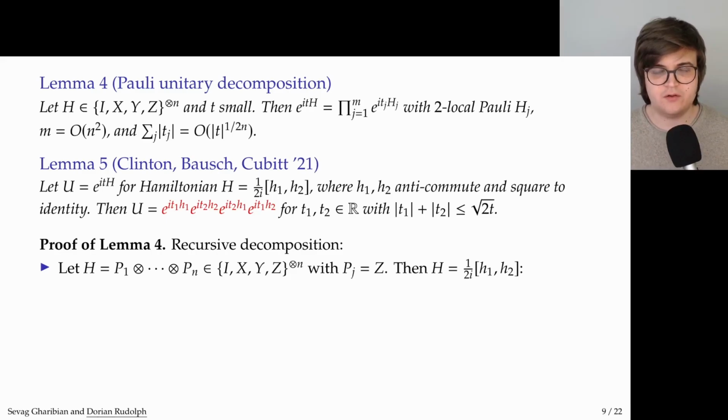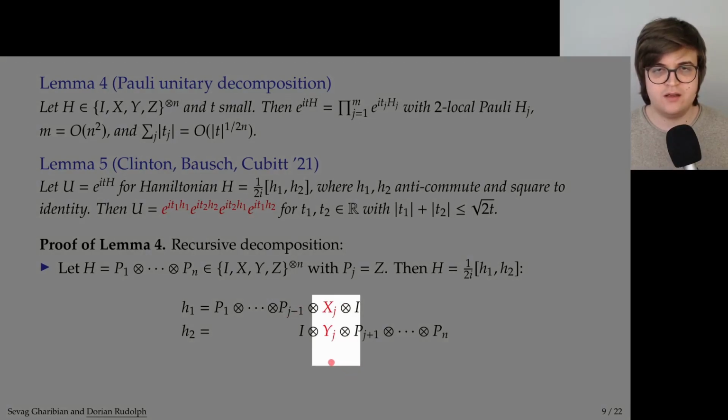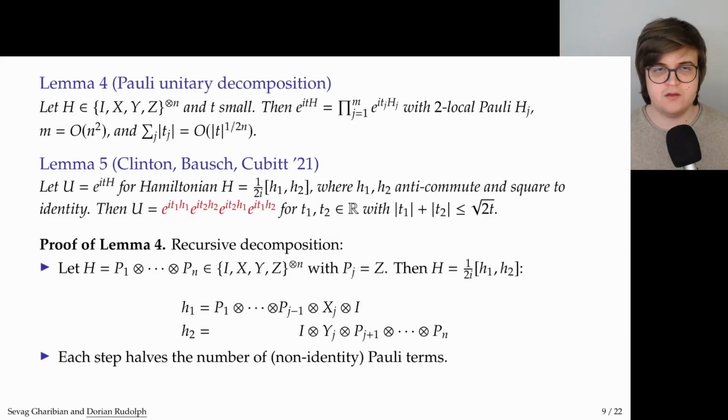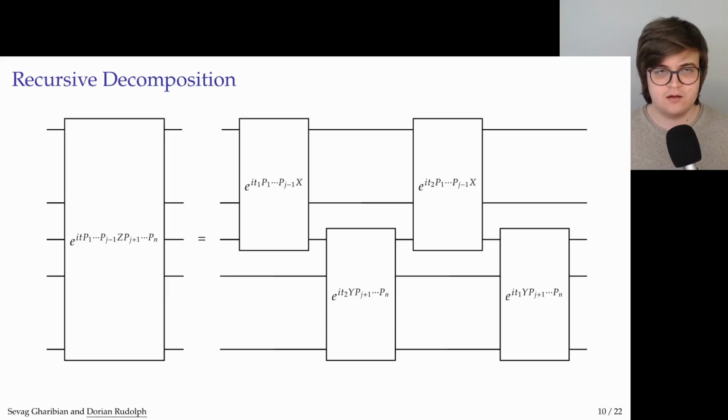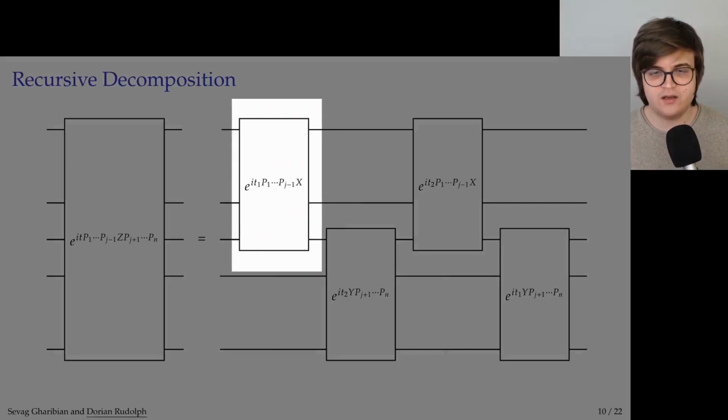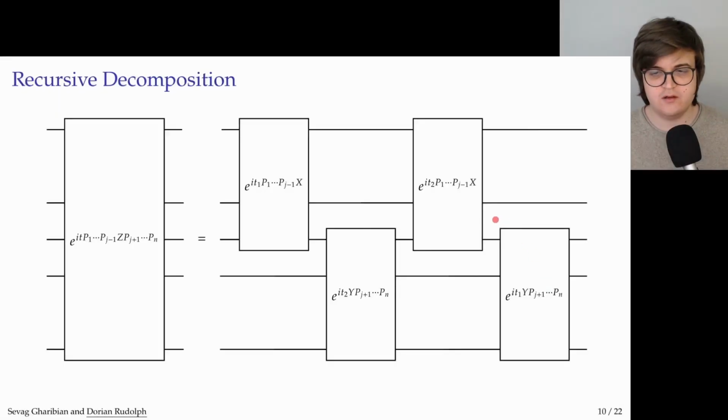Let H be a Pauli Hamiltonian again. We split at qubit j, assuming P_j equals Z here. Then we can decompose H into H1 and H2, satisfying the conditions of the lemma. Observe that H1 and H2 only interact non-trivially at qubit j, where we use a well-known property of the Pauli operators. Note, each step roughly halves the number of non-identity Pauli terms, but it increases the pulse time from t to square root t. The recursive decomposition as a circuit then looks like this. We have H1 here and here, the H2 here and here.